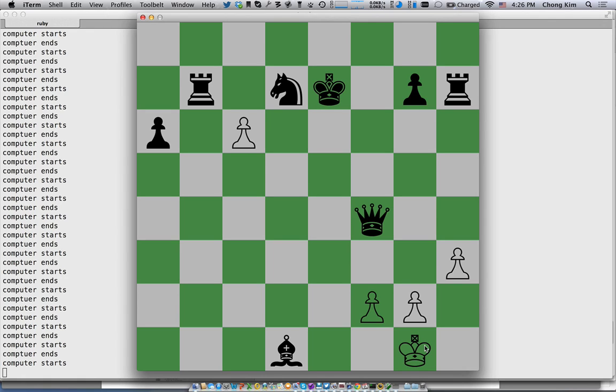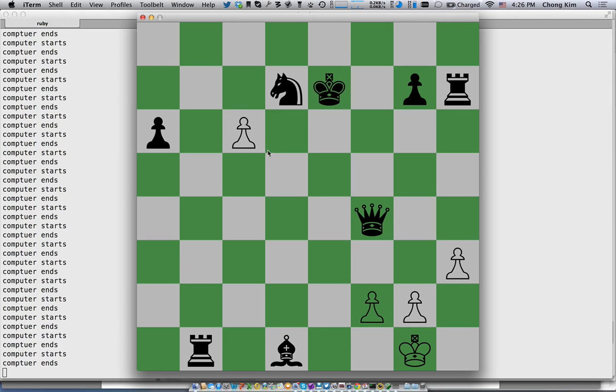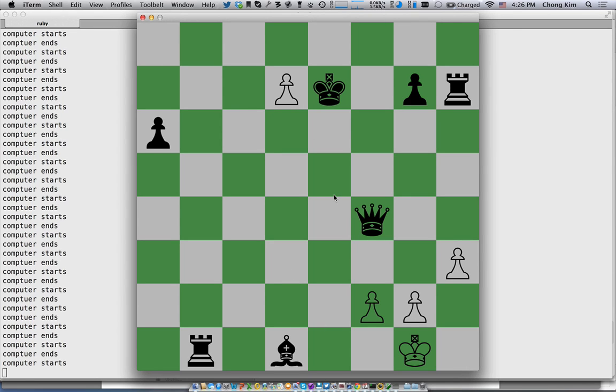And at this point, the computer should run a little bit faster because as the pieces are taken away, that means that the tree of what it needs to look at is less bushy. So the possible moves are a lot less, and so three plies deep will be okay. This is pretty good because now I'm going to see if it can checkmate me.